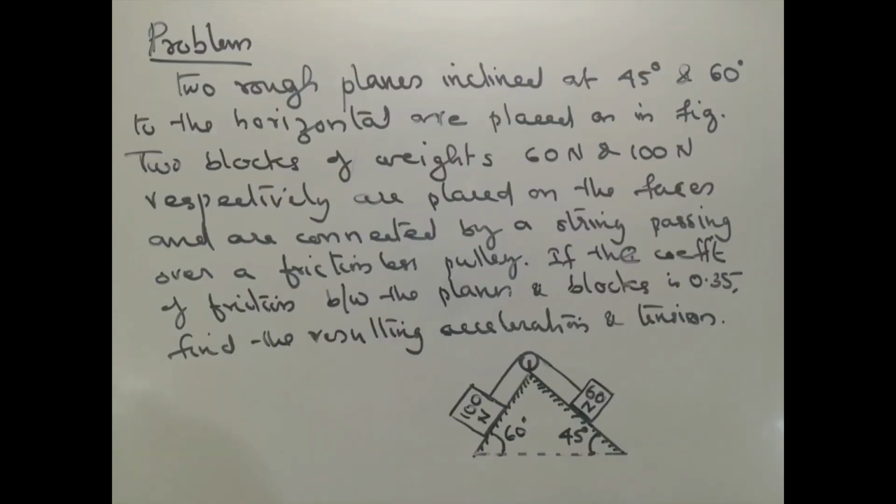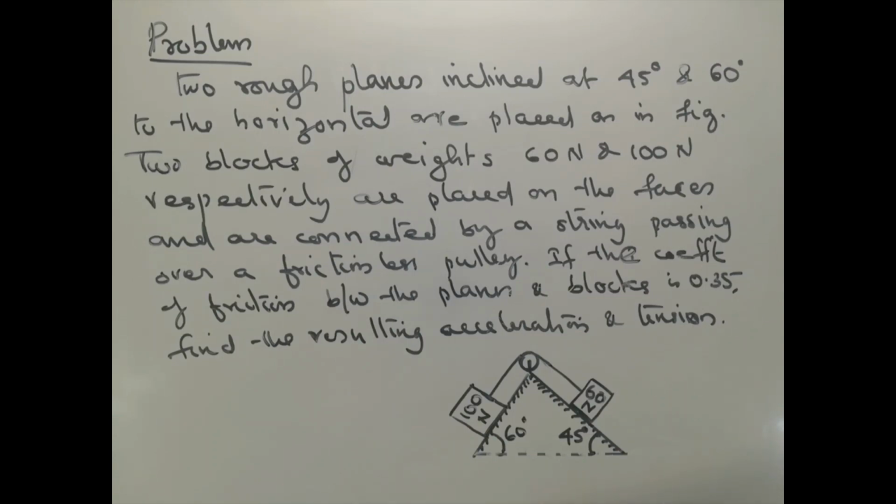Dear learners, today we will see in this video a problem in which kinetics is involved. Kinetics means we consider both the motion and the cause of motion. So in this problem, you can read the statement: two rough planes inclined at 45 degree and 60 degree to the horizontal are placed as shown in figure.